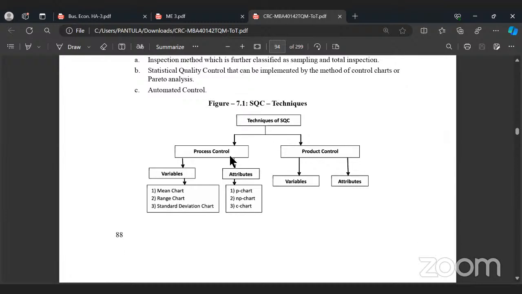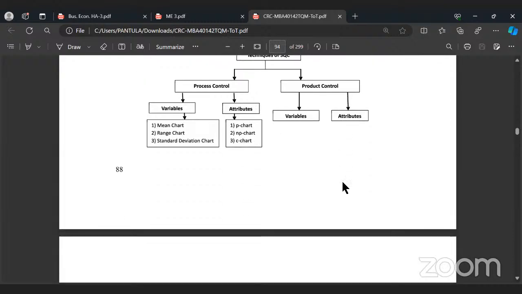Now SQC techniques: process control and product control. In process control, there are two types, variables and attributes. In the last class we saw what is meant by variable and what is meant by attribute. Variables means range and standard deviation charts, and attributes are P, NP and C charts. Product control also has variables and attributes.